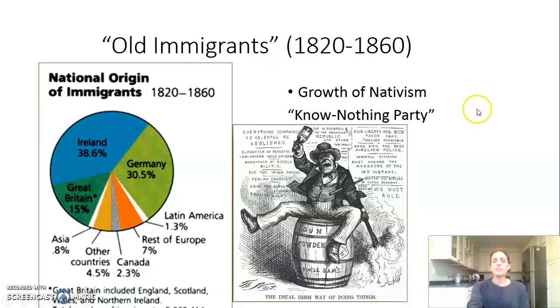Now, in response largely to this influx of immigrants that are coming in, you're going to see a movement of nativism come into American society. These are people who advocate for excluding these foreigners from the country, and they are an anti-immigrant movement within the United States.